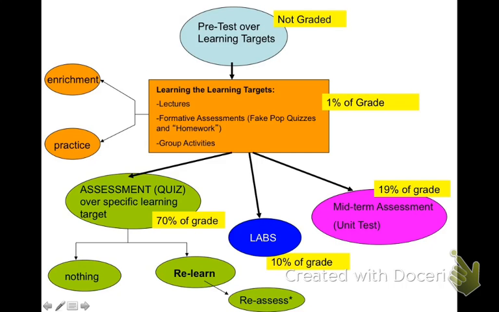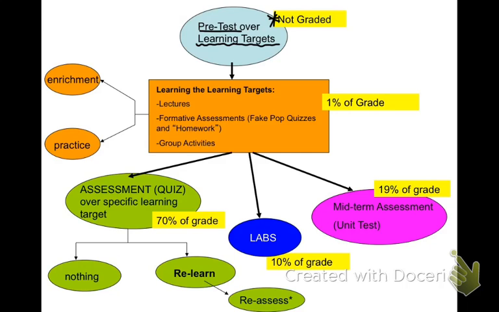So the first thing I want to do here is show you a little flowchart. This flowchart talks about what your student will see in our class, starting up at the top with a pretest. At the beginning of a unit or a quarter, depending on what we're dealing with, our students are going to take a pretest over learning targets. A pretest is not graded, and these learning targets are a series of statements and tasks, things that we want the students to be able to know or do.